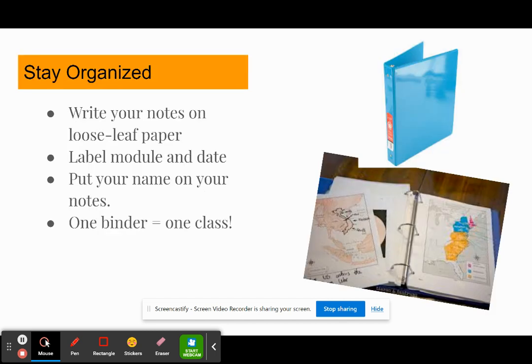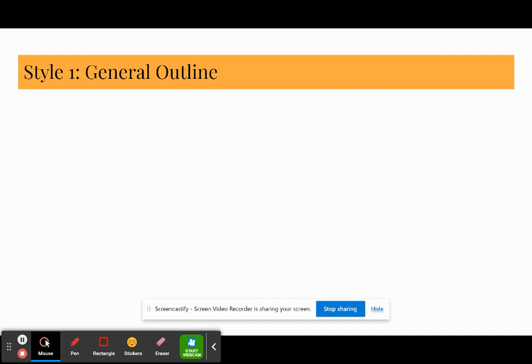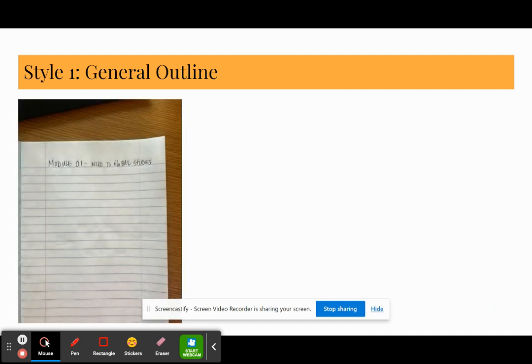So, in order to stay organized, make sure you write your notes on loose leaf paper, or in some cases, like for US history, I'm providing you with a paper in your packet to write the notes down. You want to label the module and the date, put your name on the notes, and one binder, one class. Your binder for US history or world history is for this class only. So, style one is a general outline.